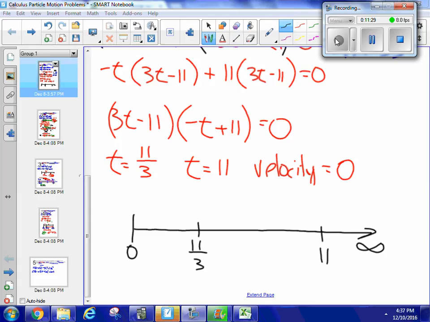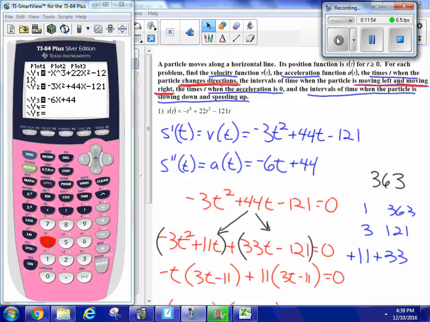And what I want to find out is where is my velocity positive and where is my velocity negative. Because if I change from positive to negative, I change directions. If I go at 11 thirds or 11 and I go from positive to positive, it means I just paused. So let's use the calculator to help us with this. I've entered my three functions, my position, velocity, and acceleration functions into my calculator. And I want to know about velocity. Well, is it positive or negative between 0 and 11 thirds?